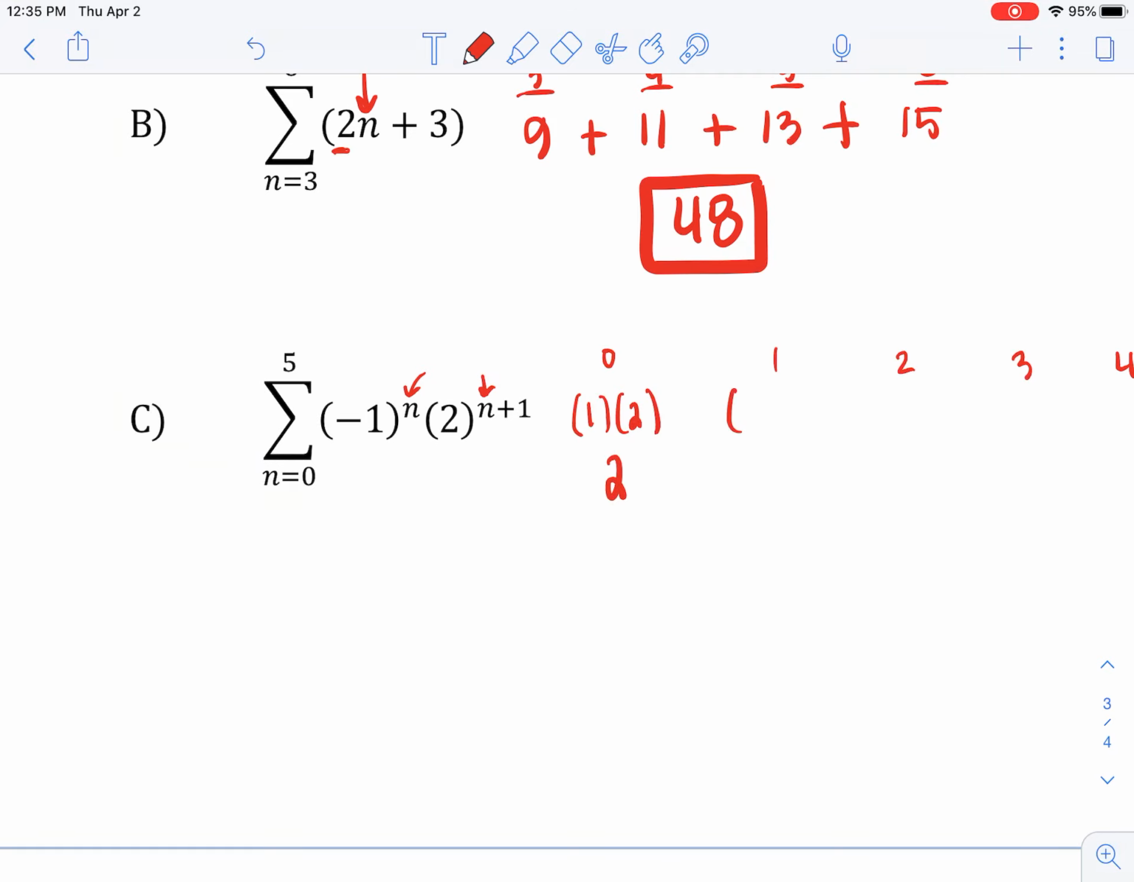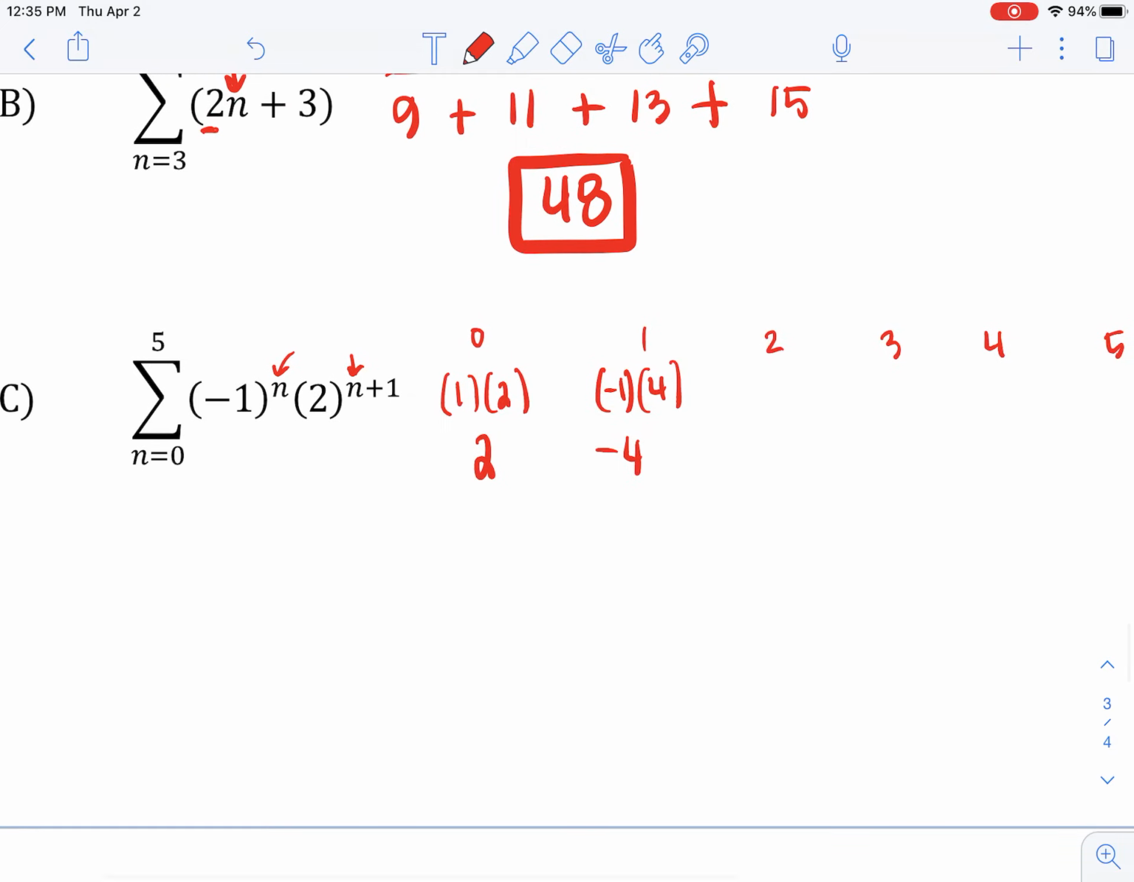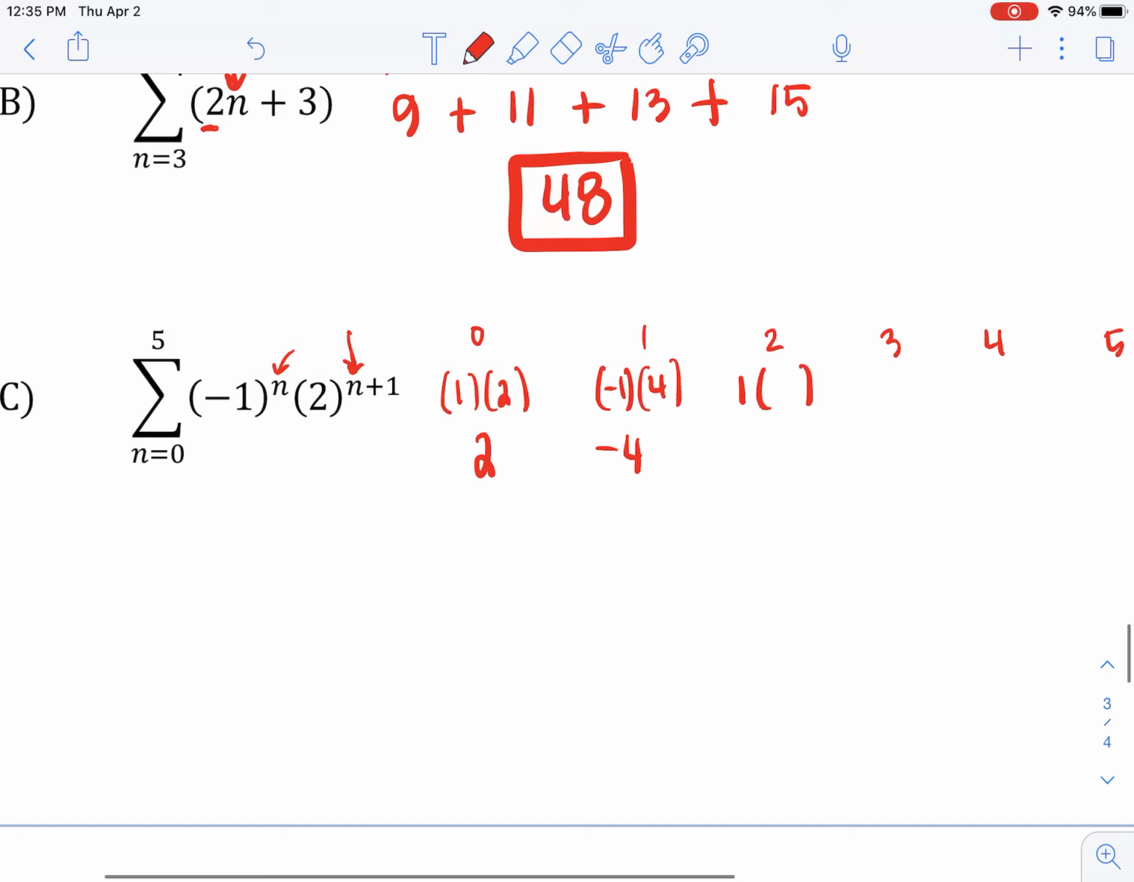All right, now I'm going to do the same thing here. Plug in 1. -1 to the first power is -1. 1 plus 1 is 2. 2 squared is 4. So I get -4. Now I'm going to plug in 2. -1 squared is +1. And now I'm going to plug in a 2 right here. 2 plus 1 is 3. 2 cubed is 8.